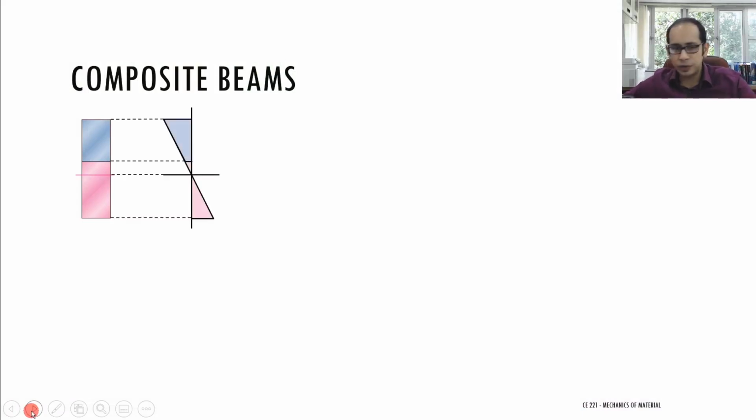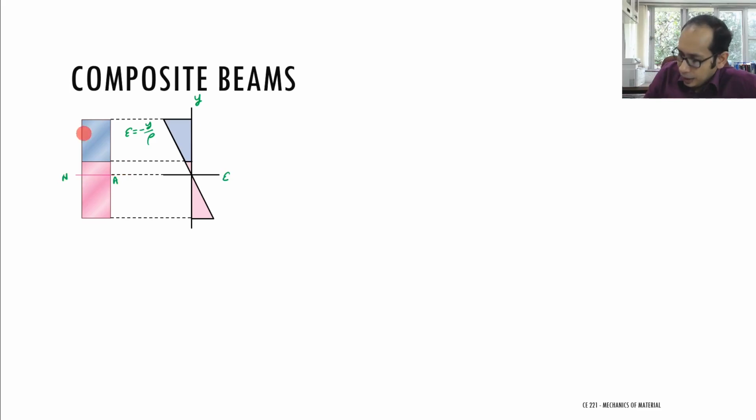So here you see how the strains look. If this is my y over here, and this is my epsilon that I see, right? How does the epsilon vary? From the strain formula, I can write that my epsilon equals minus y divided by rho. This is what we have seen, so this is still valid. You have a radius of curvature, that is rho, and your epsilon, and again, remember, this is my neutral axis over here, right?